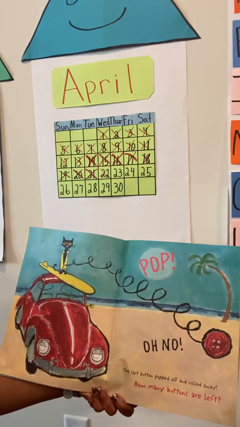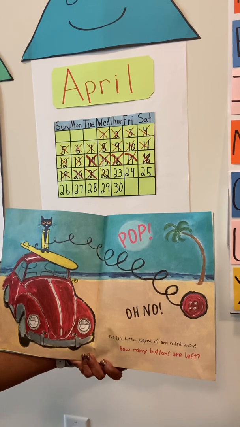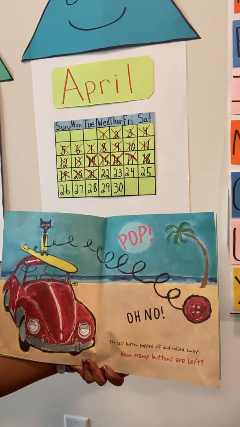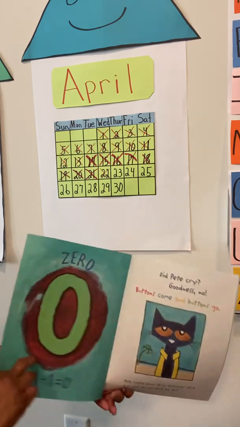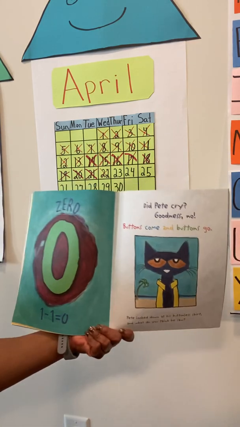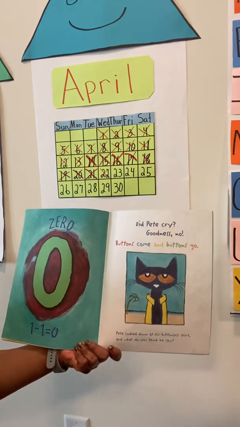Pop! Oh no! The last button popped off and rolled away. How many buttons are left? 0. 1 minus 1 equals 0.